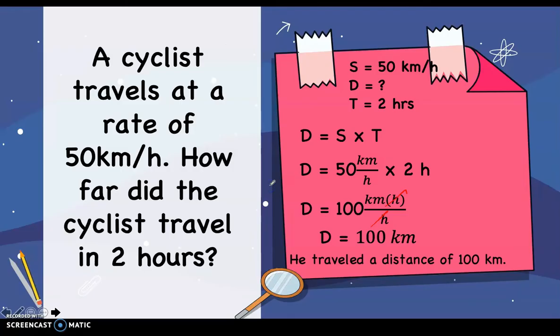Unit is very important for the speed, distance, and time. So if it is time, the unit is always in seconds, in minutes, or in hours. And for the distance, it can be centimeters, meters, kilometers, and so on. And for the speed, it is the distance over time. So it can be kilometers per hour, meters per second, meters per minute, and so on.